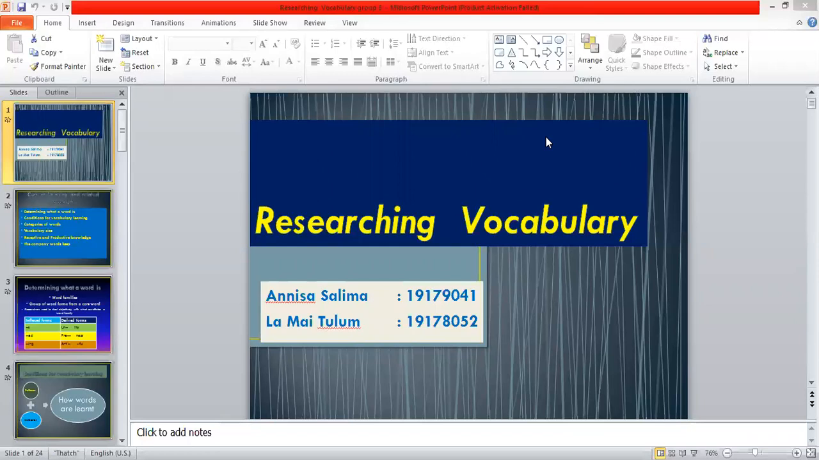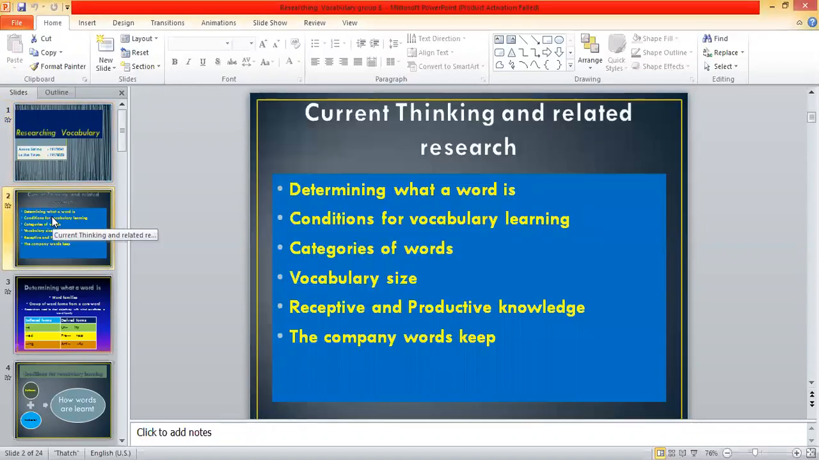First of all, I'd like to talk about researching vocabulary. What is currently happening in researching vocabulary? All right, so here have a look at the first. Here we go. Current thinking and related research in terms of vocabulary. So here we go.